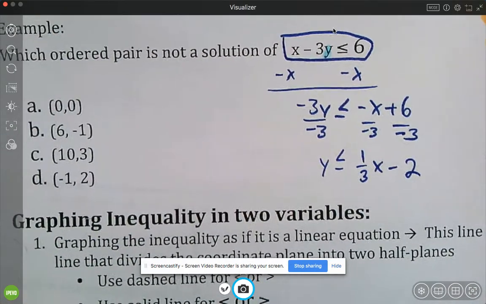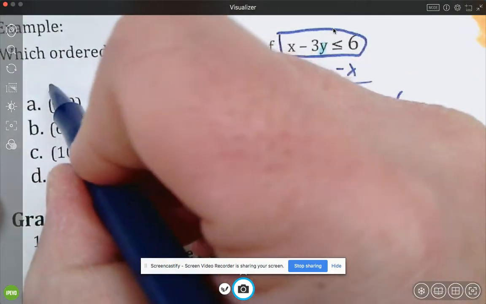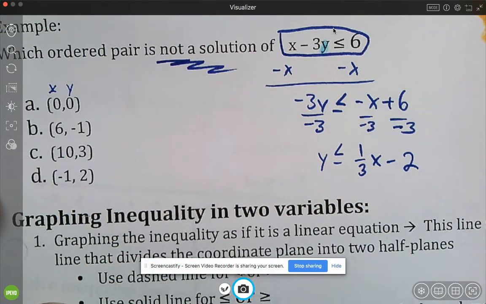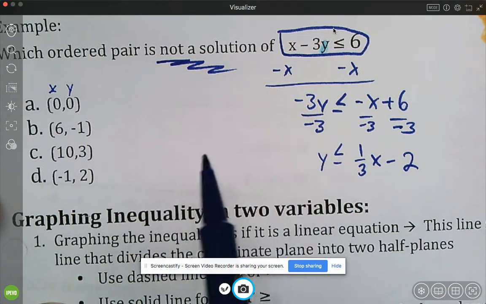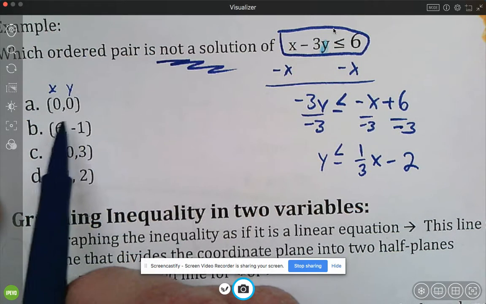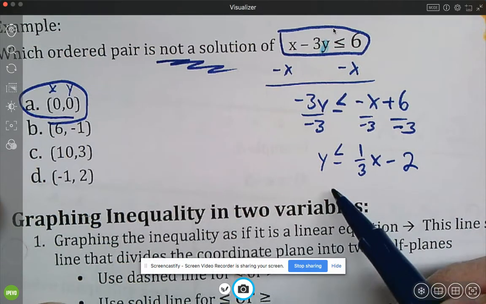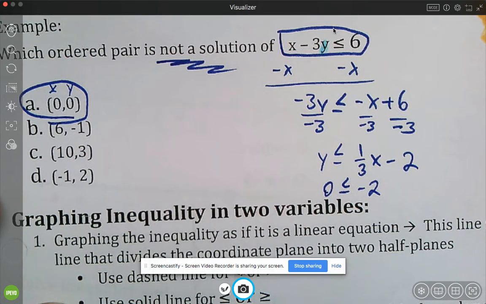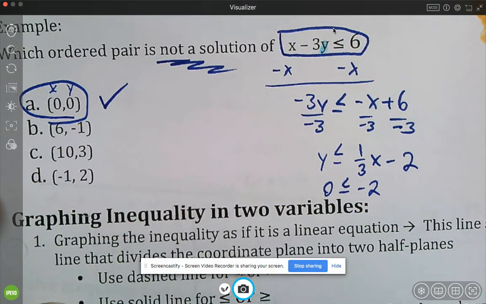Okay, so now let's test some of these points, and we want to see which one's not a solution. Again, these are our x's, these are our y's. When we're looking forward, if it's not a solution, you're not going to shade that part of the graph. And if it is a solution, you would shade that part. The most common one to always start off with is 0, 0. If I plugged in 0, 0 here, I would get 0 is less than or equal to negative 2. Is that true or false? It's true. So that is a solution. So 0, 0 would be shaded here.